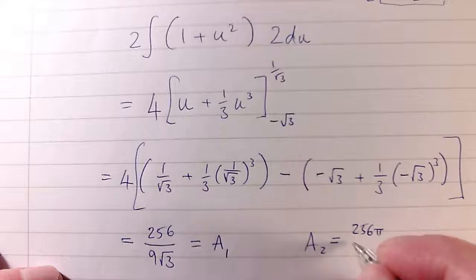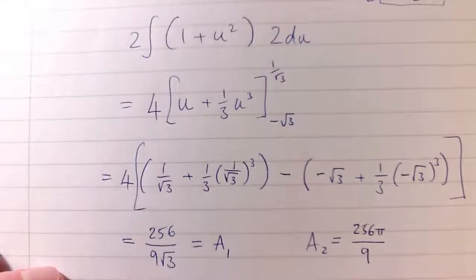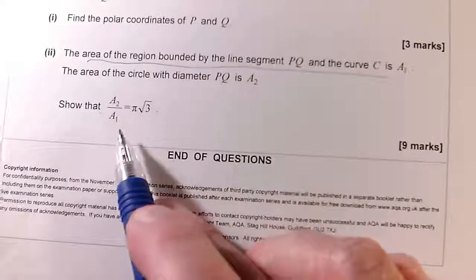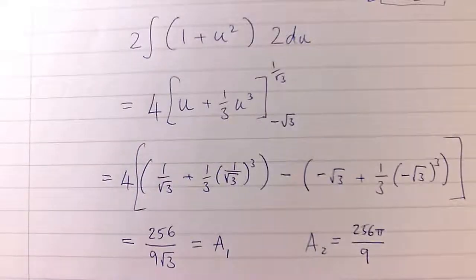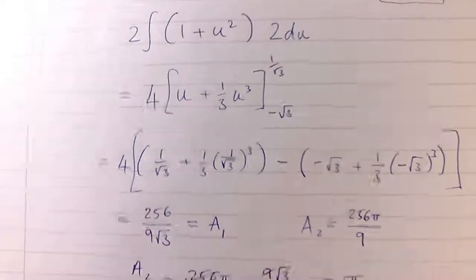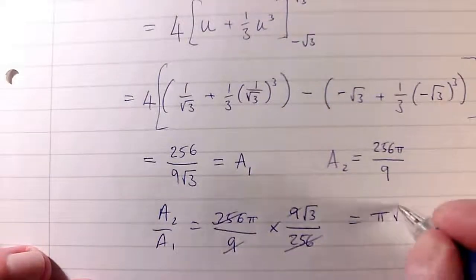So I can therefore say, what did the question ask me to prove? It asks me to do A2 over A1. So A2 over A1 equals 256 pi over 9 divided by, so times the reciprocal of, so 9 root 3 over 256. So that cancels, 9's cancel, and I get up with this beautifully simple answer of pi root 3.